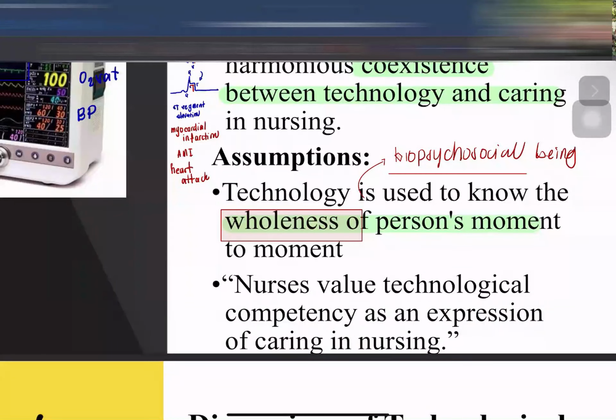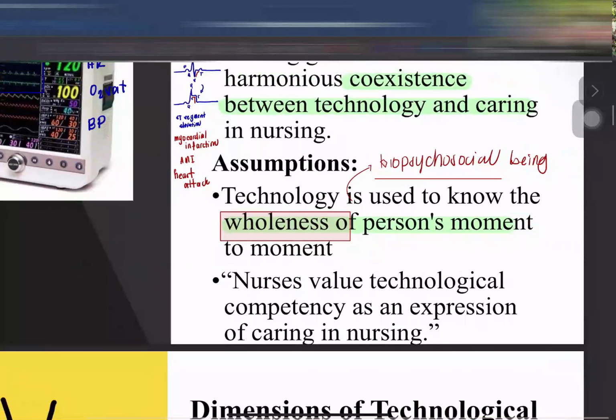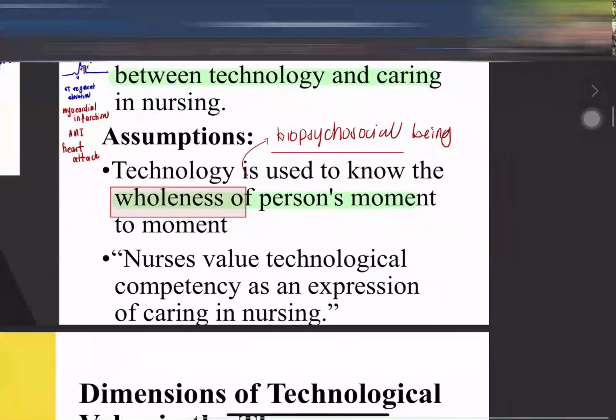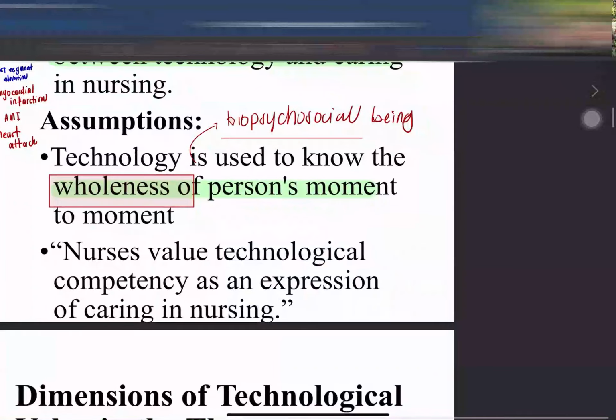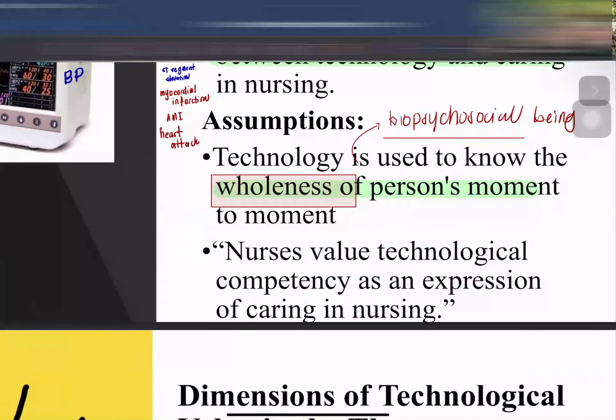Now, class, what do we mean by that? When we talk about taking care of our patients and technology, one thing that I always emphasize is that we treat the patient, we manage the patient, and not the machine. But it is the technology that also helps us to see the wholeness of that person.